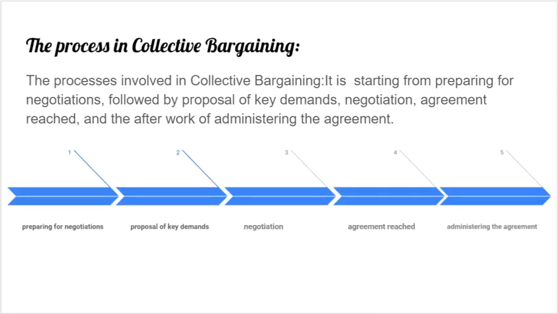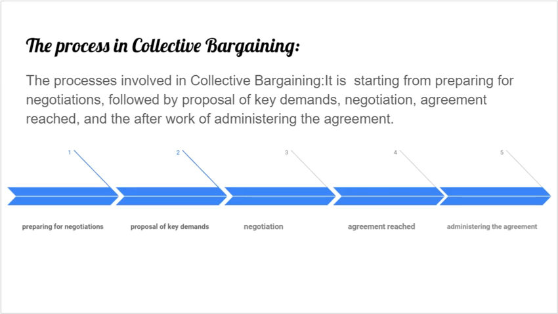So the process of collective bargaining, if you see, is a 5-stage process. So there's preparation for negotiation. When there is a difference, both the parties try to prepare. Then they put forward a proposal of key demands. What are the demands of the manager? What are the demands of the employees? These are the proposals that they put forward.